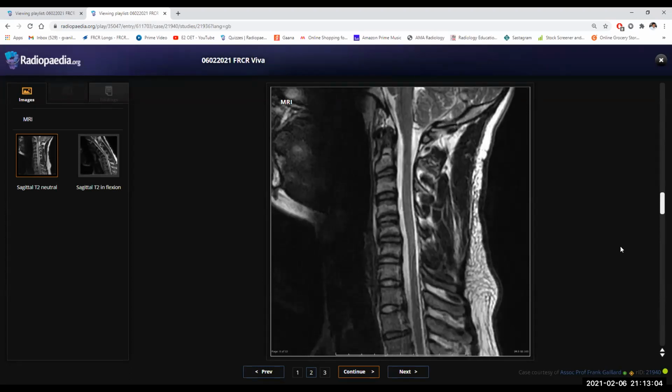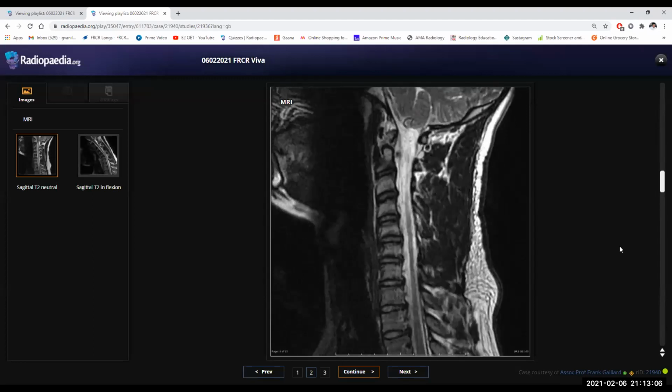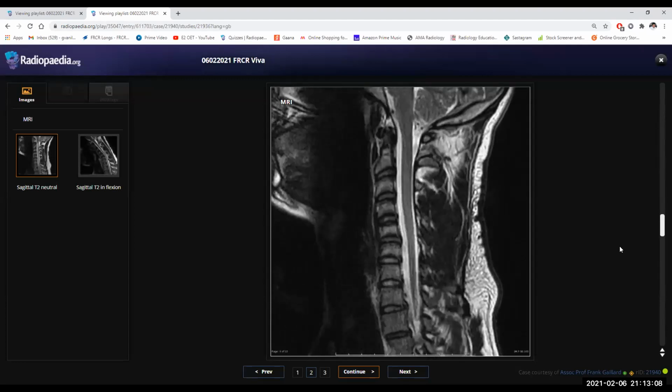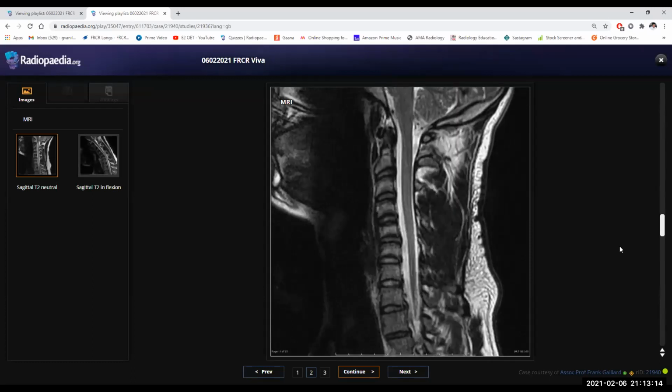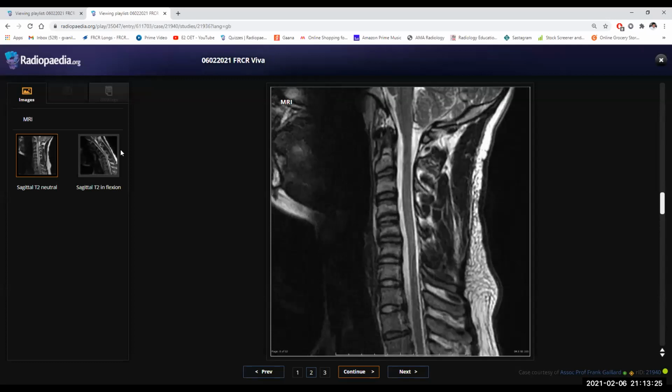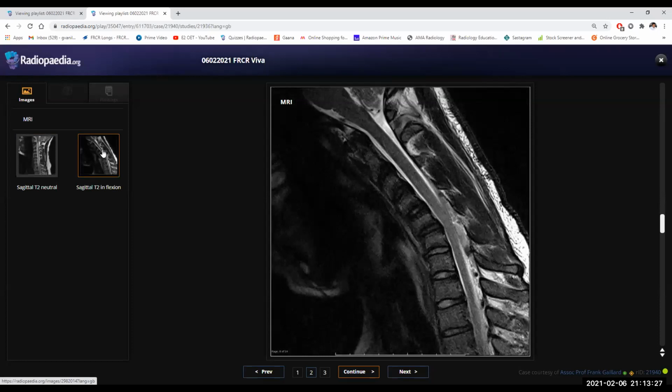I'm first looking at the sagittal T2 in the neutral position. I'm trying to look at the cord. There is no abnormal signal within the cord. I'm trying to look for any intradural lesion. The spine looks fine, although it's a bit odd for a 20-year-old.